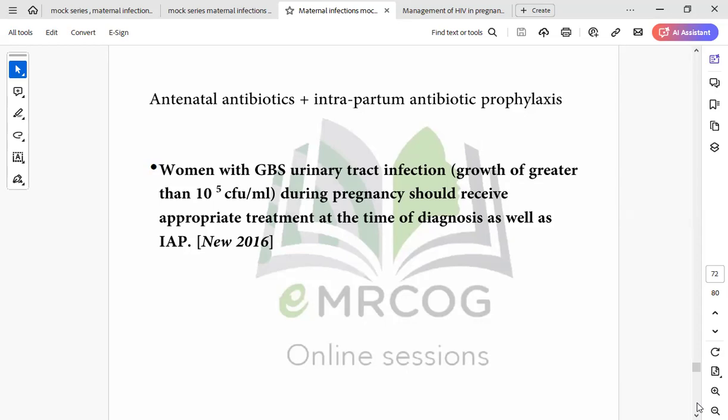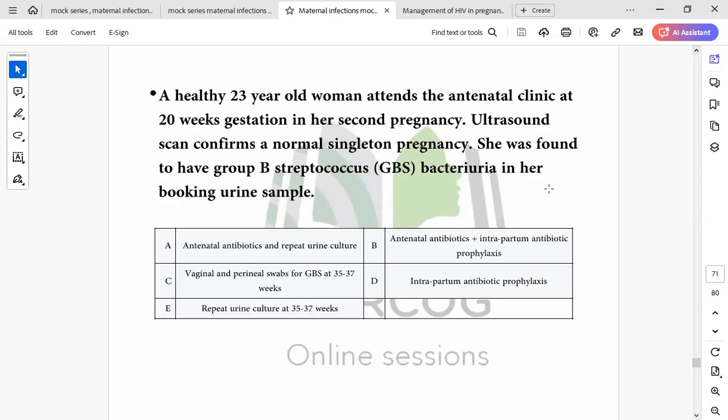Yes, if it's less than 100,000, IAP only. No current treatment for the bacteriuria. If they didn't mention anything in the question about the culture colony, then you are not going to assume that it's low. Okay, positive GBS is positive GBS. I'm going to treat it and give IAP. You got the difference?